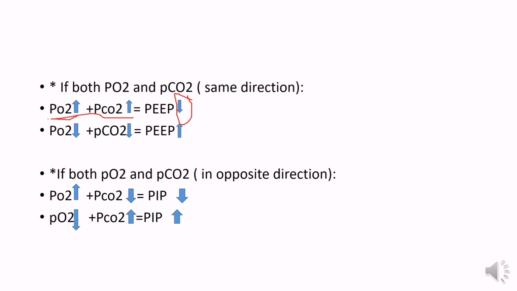Now the next one is if oxygen and carbon dioxide are changing in the opposite direction. Here you can see the partial pressure of oxygen is increased in the scenario, and carbon dioxide is decreased, then you have to be concerned about the PIP, peak inspiratory pressure, so you will decrease the PIP. And similarly when there is a decrease in oxygen and an increase in carbon dioxide, you will increase the PIP.